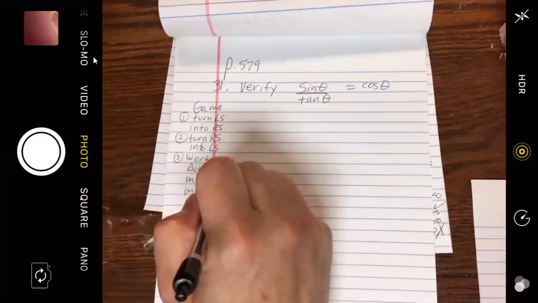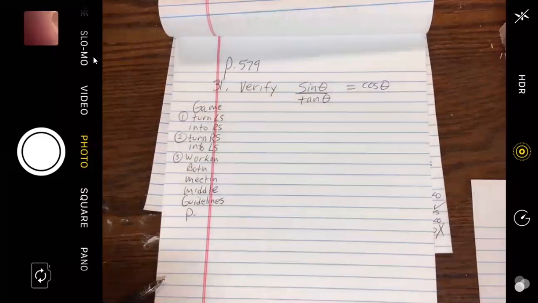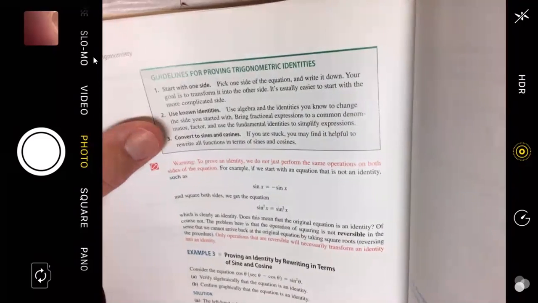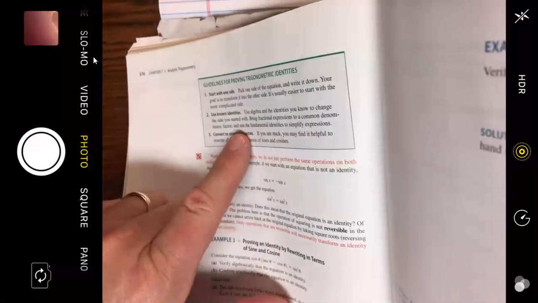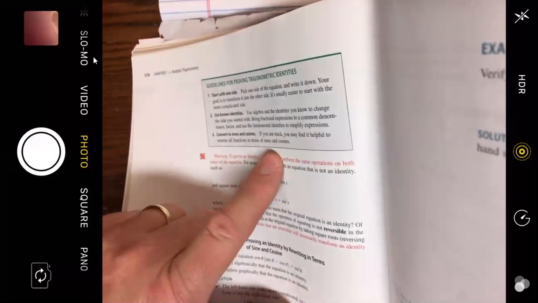They give you some guidelines. Right here. Start with a side, pick one side, write it down, transform it to the other side. You start with a more complicated side. You're going to use these known identities. If you've got fractions, bring in common denominators, or if you are stuck, you may find it helpful to do sines and cosines.